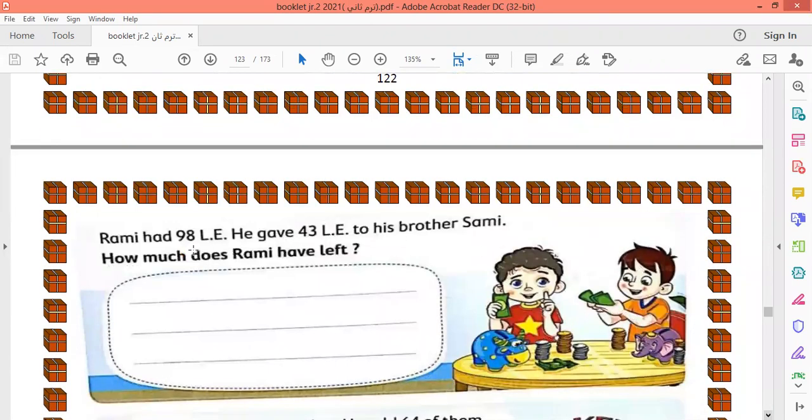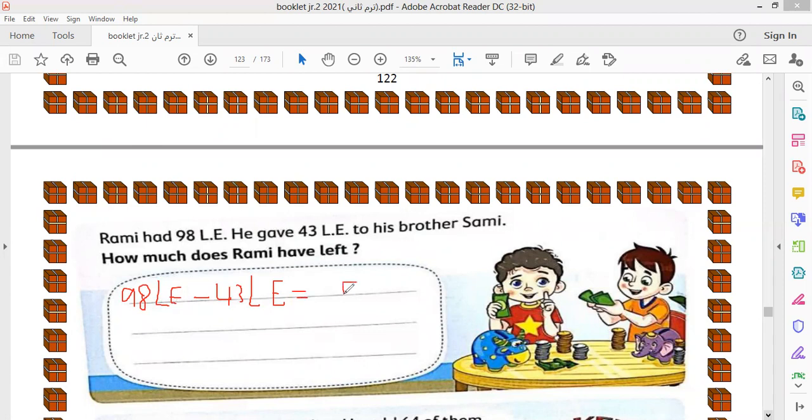Rami had 98 LE and he gave 43 LE to his brother Sammy. How much does Rami have left? Left means what? Excellent. Means minus. So we start with what? 98 LE minus 43 LE. 8 minus 3, 5, and 9 minus 4, 5, 55 LE.